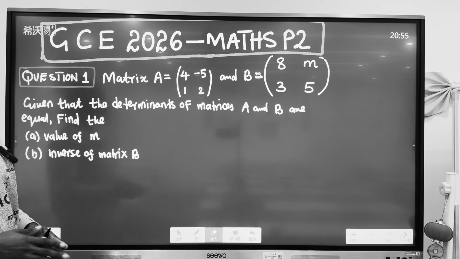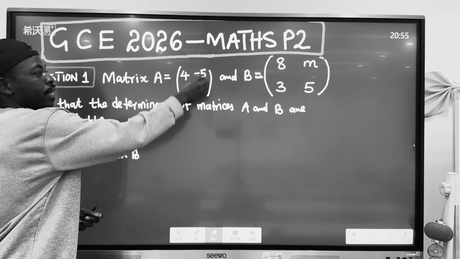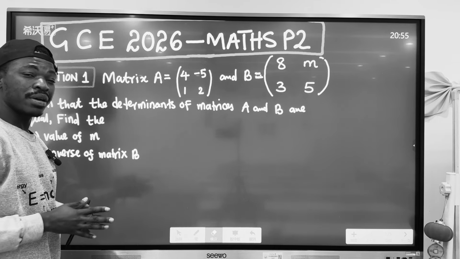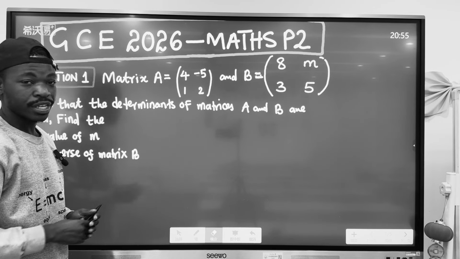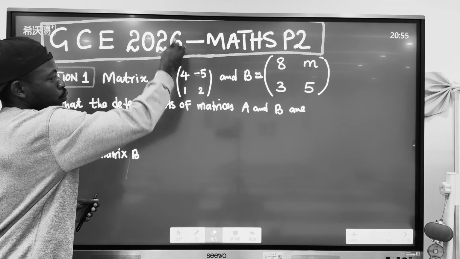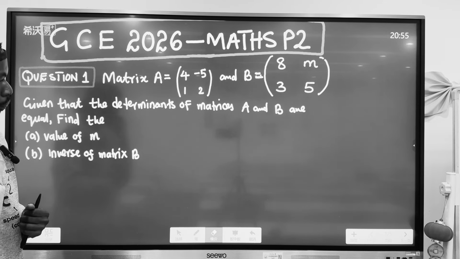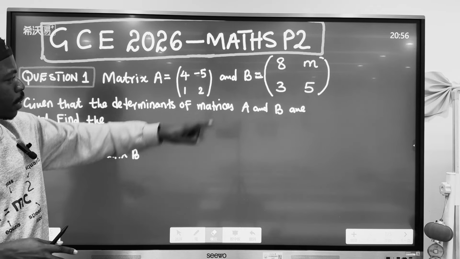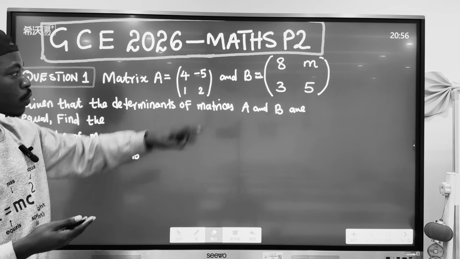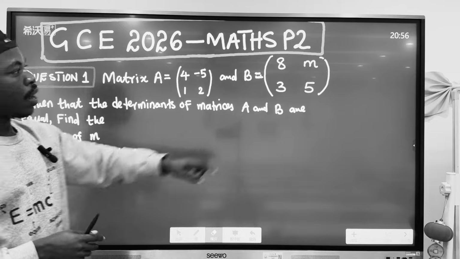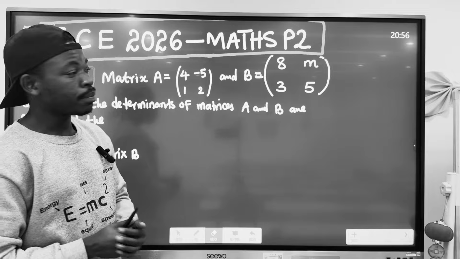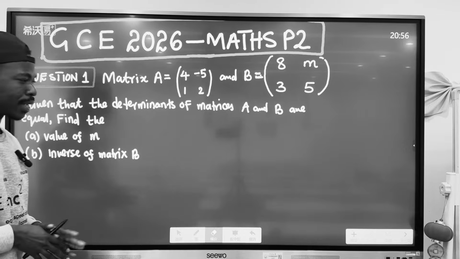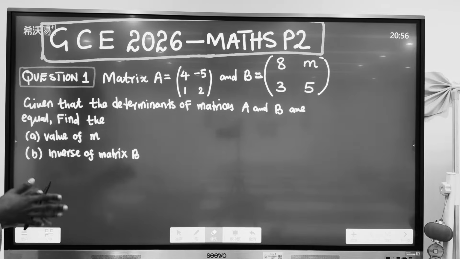So what we can notice here is that matrix A is a complete matrix, okay? By the way, these are 2 by 2 matrices because for each of these matrices, we have 2 rows and 2 columns, okay? So we are asked to find the value of M. We can see that matrix A is complete because all the elements are there. However, matrix B is not complete because the value of M is missing. That is why the examiner here is asking us to find the value of M.